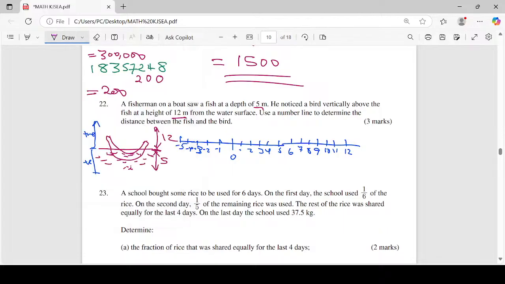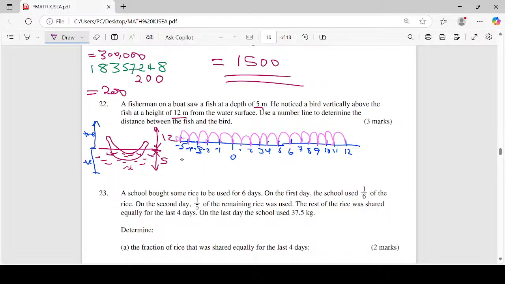Let me count the steps. 1, 2, 3, 4, 5, 6, 7, 8, 9, 10, 11, 12, 13, 14, 15, 16, 17. So you see the range is 17.